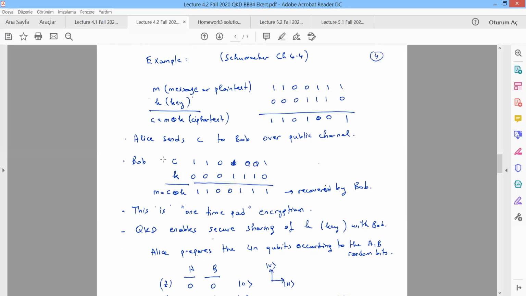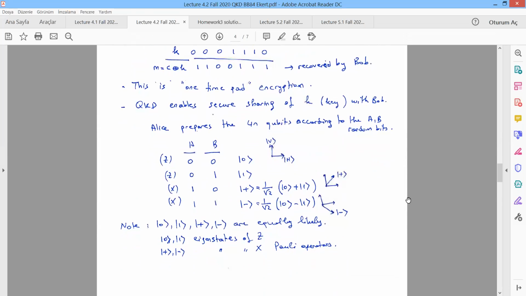Now Alice sends this ciphertext to Bob over a public channel. Public channel means anybody can intercept it, but because it's encrypted, it's safe. When Bob receives this ciphertext, he uses the same shared secret key to compute the original message, or plain text, through the operation C exclusive OR K, bit by bit. When Bob does this operation, he ends up with this message. As you can see, the two messages are the same. It's recovered by Bob. So this is the one-time pad encryption protocol, which has been shown to be information theoretically secure by Claude Shannon.